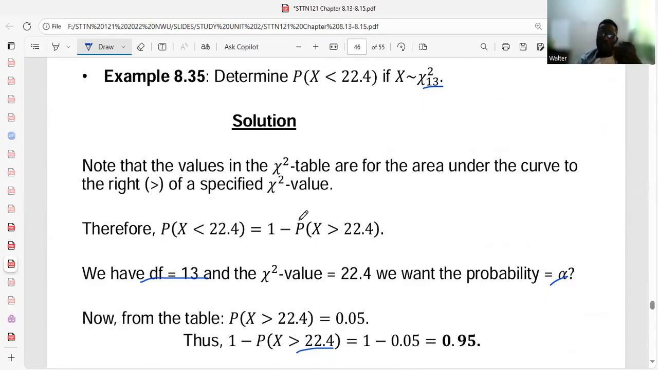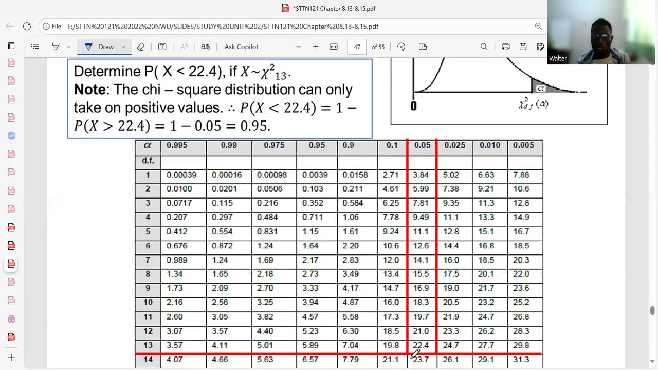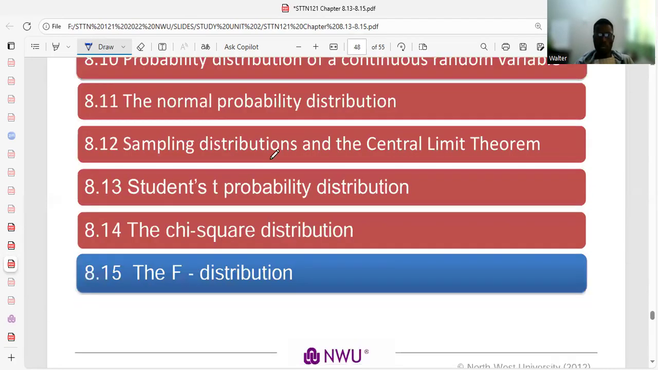You're going to use the degrees of freedom as 13, and also you're going to use the value 22.4, where there's exactly 22.4. This is how you're going to find it. You're going to check there, you'll be like, oh, it's 0,05, but don't forget it was greater than. So therefore, 1 minus 0,05, you will get 0,95. And then that's how you get the probability of the chi-square. So I believe you guys now understand.